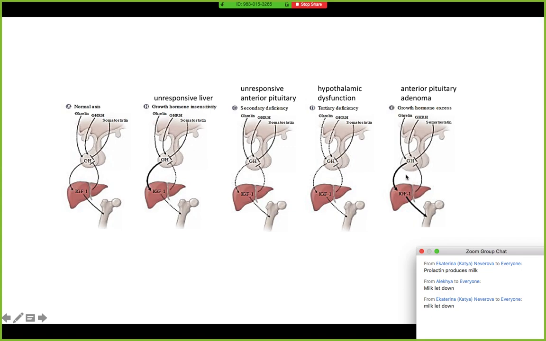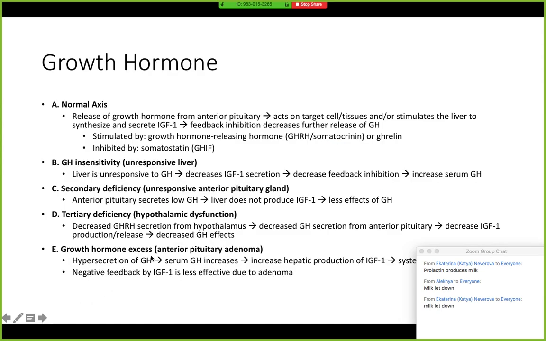And then finally, in this last step, if you have an anterior pituitary adenoma, that's going to lead to growth hormone excess. So basically, you have a bunch of growth hormone reaching the liver, stimulating the production and release of IGF 1. And then that IGF 1 is going to have minimal feedback inhibition on the growth hormone, and that's due to the presence of a tumor. Okay, so basically what I said there is all in words. So if you're a words person, there's the words.